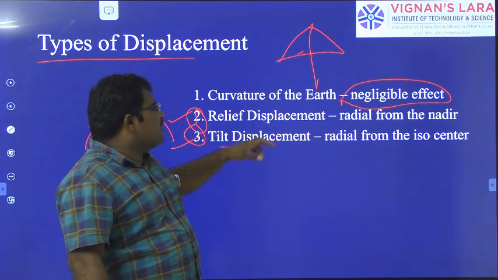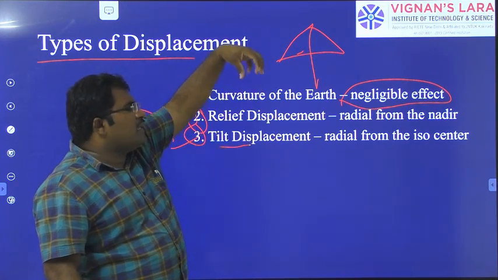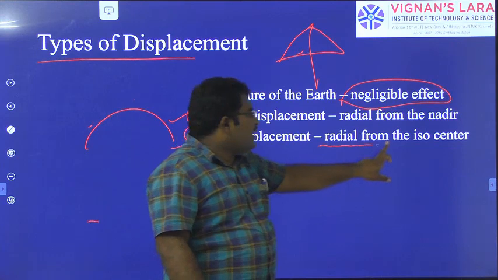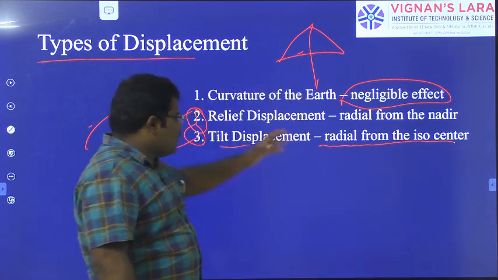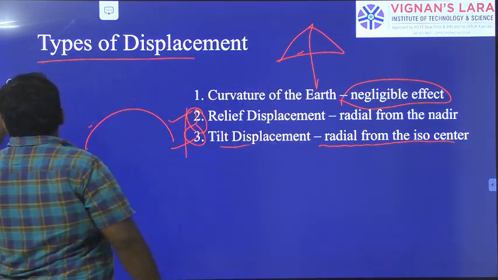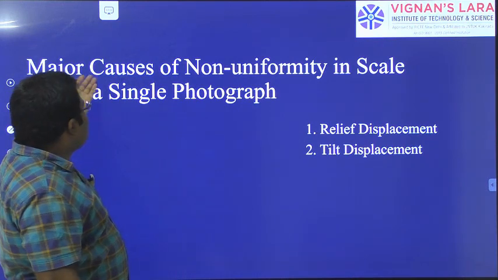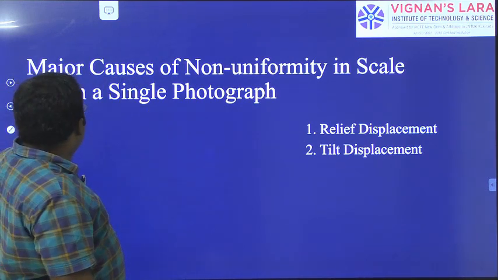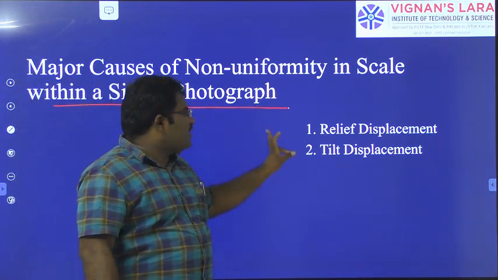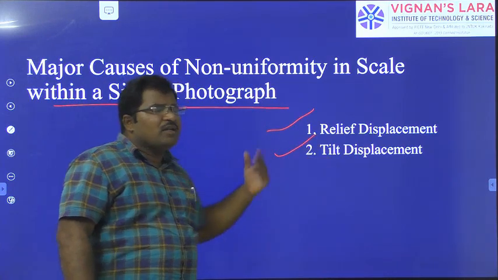Coming to tilt: if the photo is not vertical but at some other angle, the displacement is radial from the isocenter. Let us look at these two things in today's class. The major causes of non-uniformity in scale within a single photograph are relief displacement and tilt displacement.